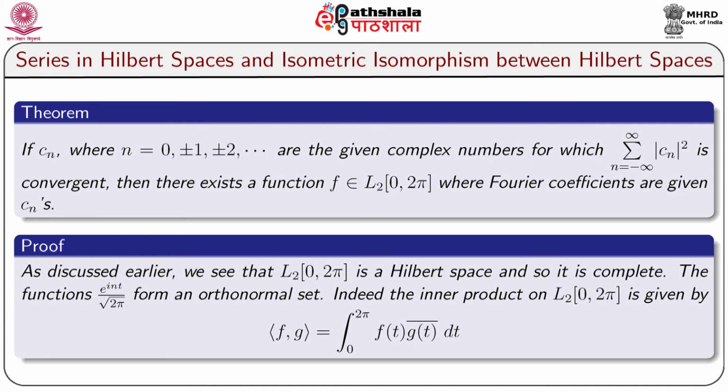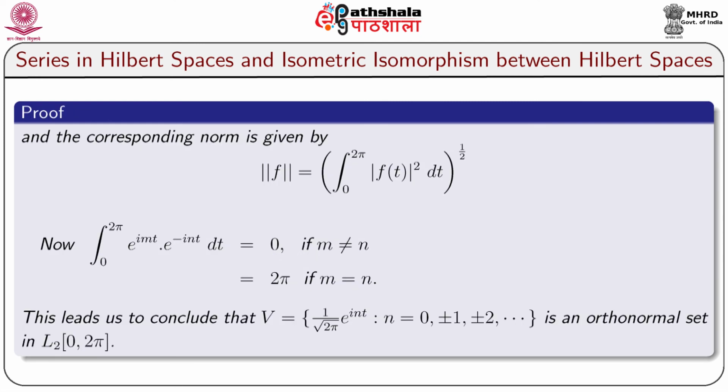Now, we know that L2 0 to 2 pi is a Hilbert space, that means it is complete. The function e to the power int by root over 2 pi forms an orthonormal set. The inner product on L2 0 to 2 pi is given by inner product f comma g equal to integration 0 to 2 pi ft into gt bar dt, and the corresponding norm is given by norm f equal to integration 0 to 2 pi modulus of ft square dt to the power half.